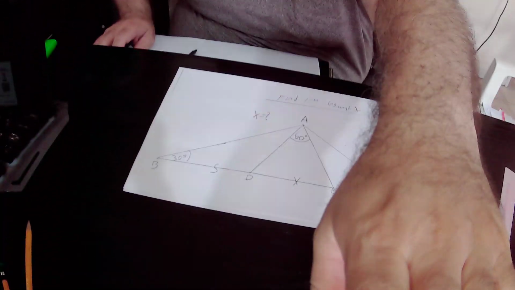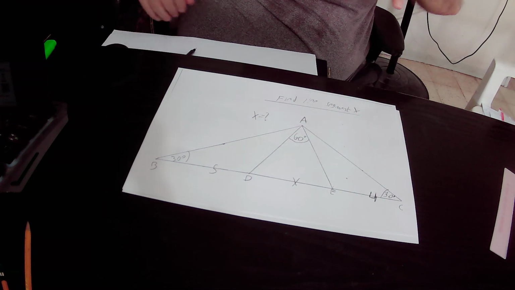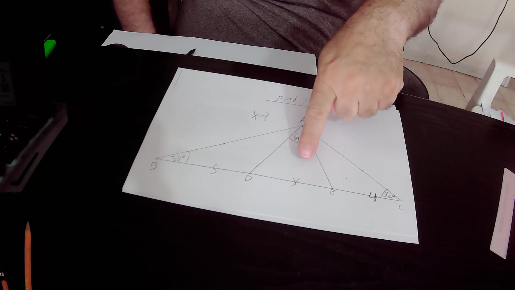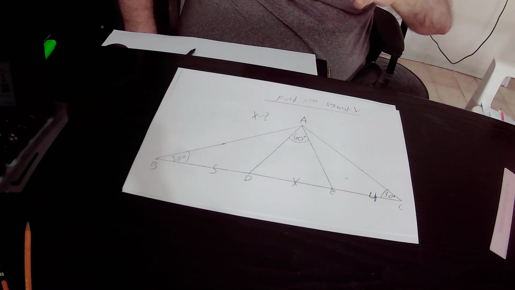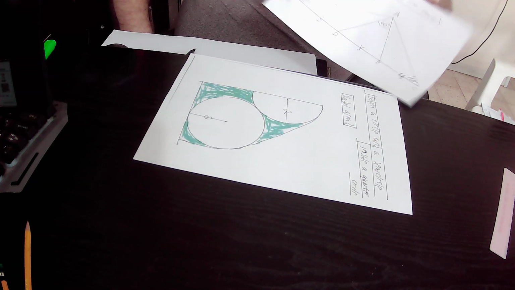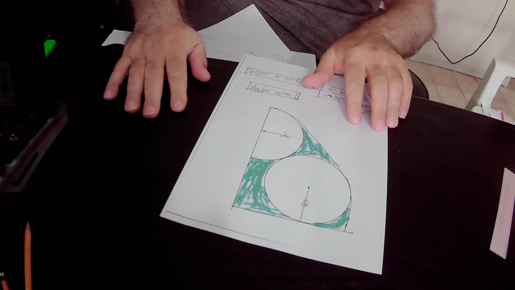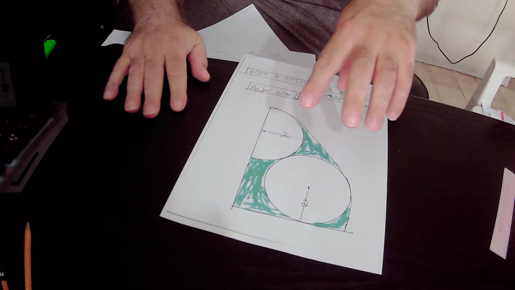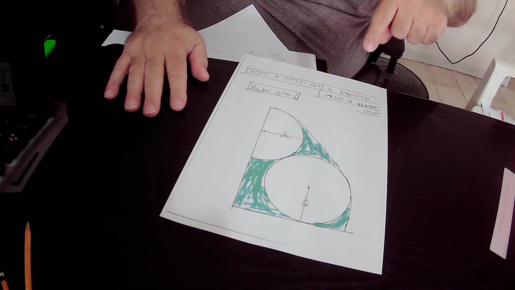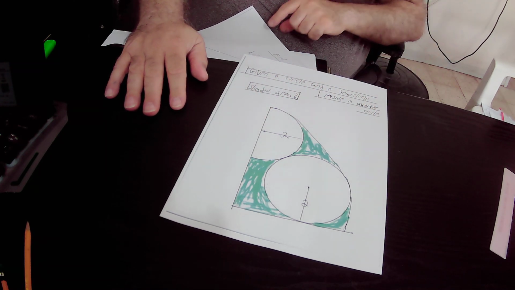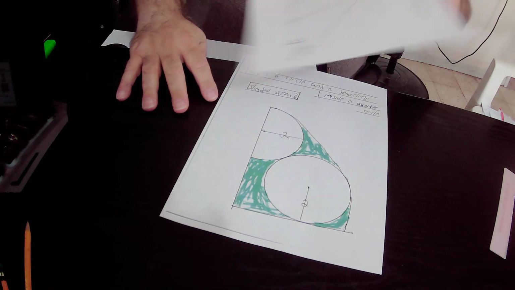Hello, in this lecture we'll answer two questions. In the first question, we'll find out the length of line segment DE that is equal to x, and in the second question, we'll find out the value of the shaded area that is inside this quarter circle. So we'll start with the first question.